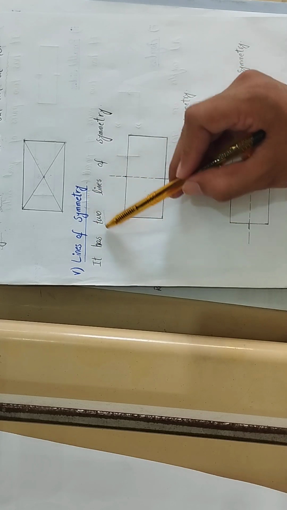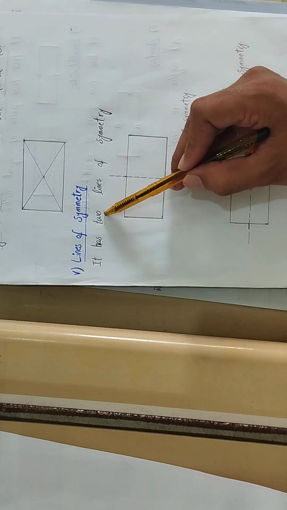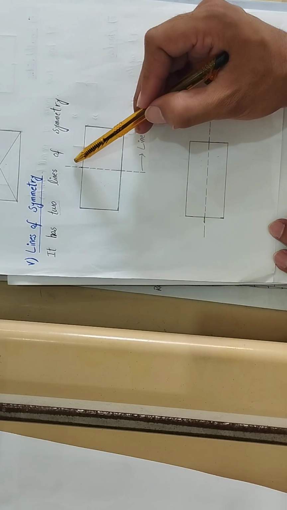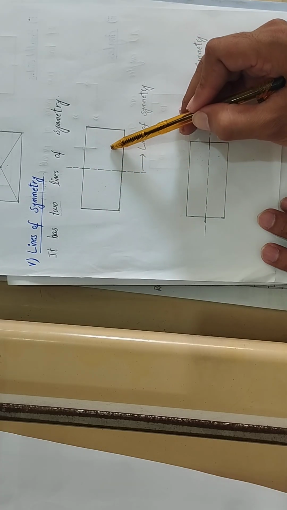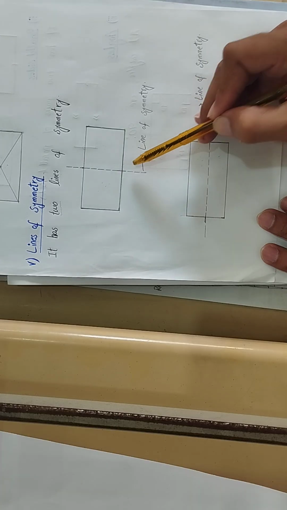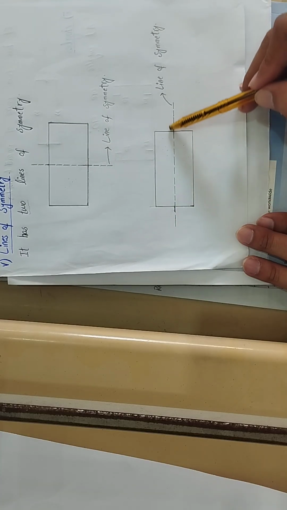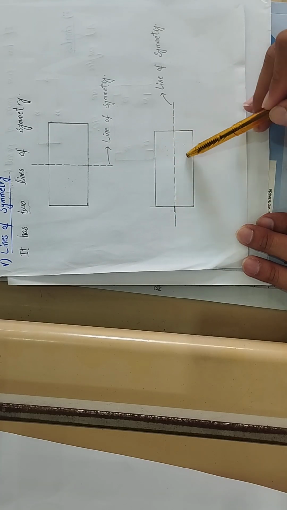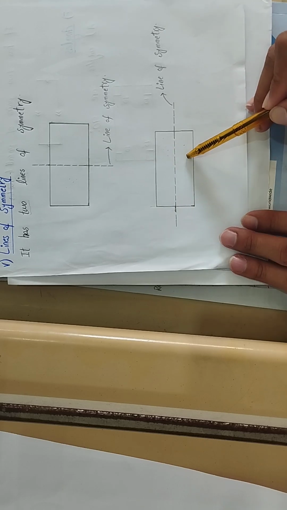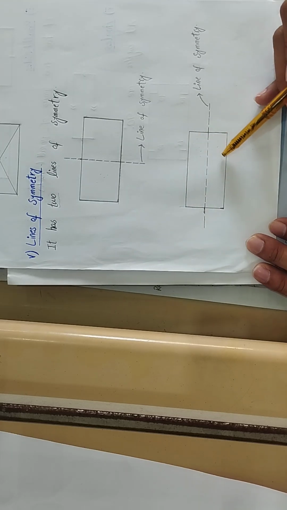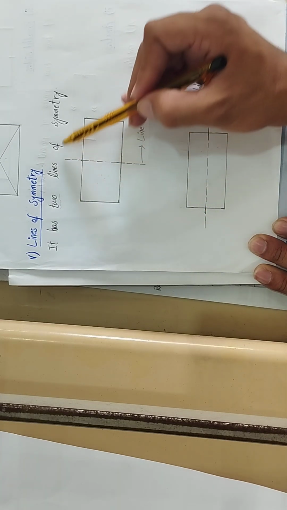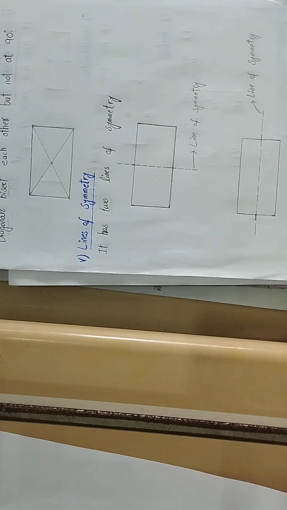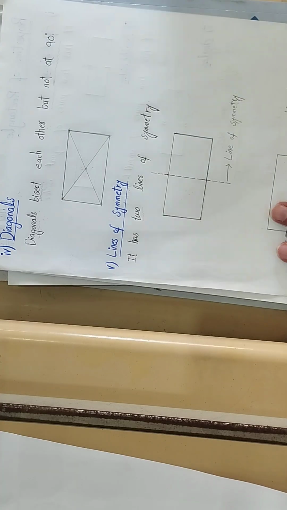Number 5 is line of symmetry. How many lines of symmetry? A rectangle has two lines of symmetry. We can draw a line like this, which divides the rectangle into two equal parts. So this one is line of symmetry for rectangle, and we can also draw a line like this, horizontal. It divides the rectangle into two equal parts. और कोई लाइन हम ड्रॉ नहीं कर सकते हैं जो शेप को टू इक्वल पार्ट्स में डिवाइड करे. यही दो लाइन्स हम ड्रॉ कर सकते हैं. It means there are two lines of symmetry in a rectangle. These were the properties of rectangle.